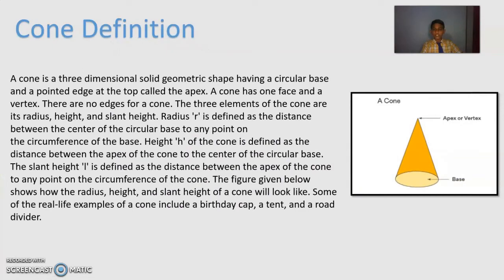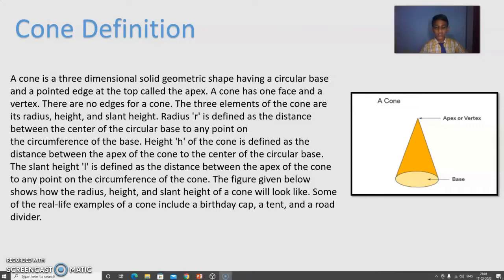Cone definition. A cone is a three-dimensional solid geometric shape having a circular base and a pointed edge at the top called the apex. A cone has one face and a vertex. There are no edges for a cone. The three elements of the cone are its radius, height and slant height.